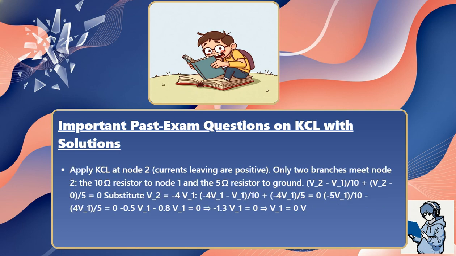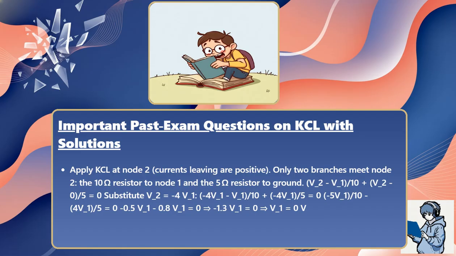Apply KCL at node 2. Currents leaving are positive. Only 2 branches meet node 2: the 10-ohm resistor to node 1 and the 5-ohm resistor to ground. (V_2 minus V_1) divided by 10 plus V_2 divided by 5 equals 0. Substitute V_2 equals negative 4 V_1: (negative 4 V_1 minus V_1) divided by 10 plus (negative 4 V_1) divided by 5 equals 0. Negative 5 V_1 divided by 10 minus 4 V_1 divided by 5 equals 0. Negative 0.5 V_1 minus 0.8 V_1 equals 0, which implies negative 1.3 V_1 equals 0.